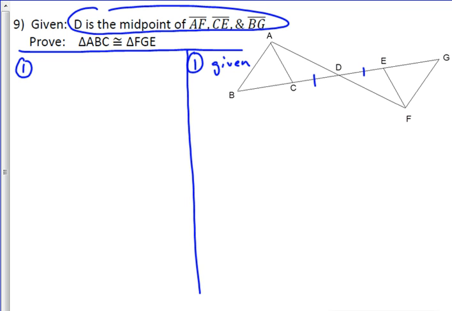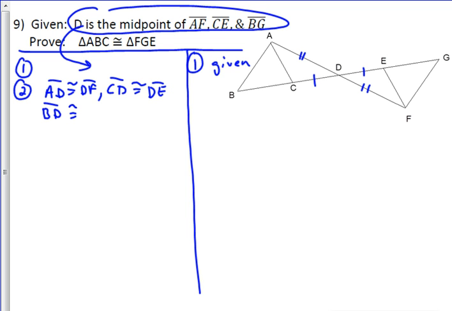That given tells you that those are congruent, and then you've got BD congruent to DG, since D is the midpoint of all those. So after the given, which is just right here, you're going to write that AD is congruent to DF. You can write that CD is congruent to DE. And you're going to write that BD is congruent to DG. And on this, that's all because of your definition of midpoint. Right? If you've got a midpoint, then that means it creates two congruent segments.